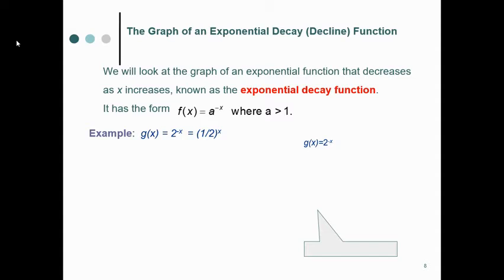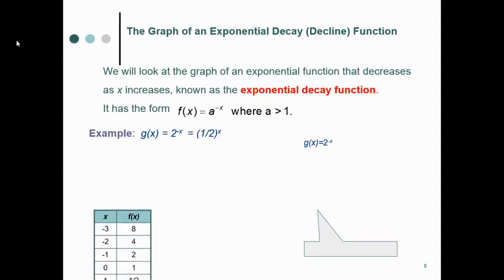Okay, let's look at a graph of an exponential decay function. We'll look at the graph of an exponential function that decreases as x increases, known as the exponential decay function. It has the form f of x equals a^(-x), where a is greater than 1.